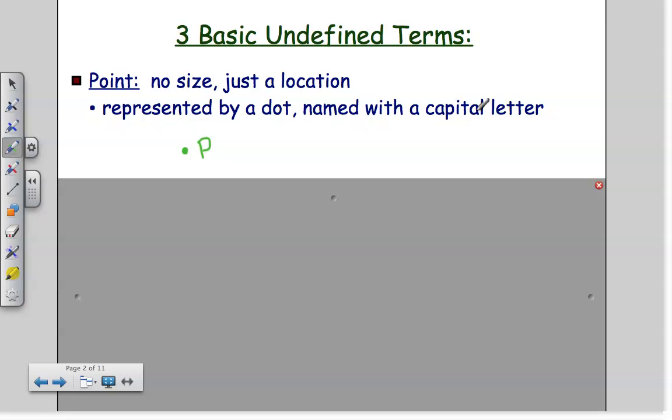If you notice, I said we name it with a capital letter. Every point is named with a capital letter, and it's represented by this dot. Again, it doesn't have a size. The bigger I make the dot doesn't matter. It's still just a point. It's just a place.